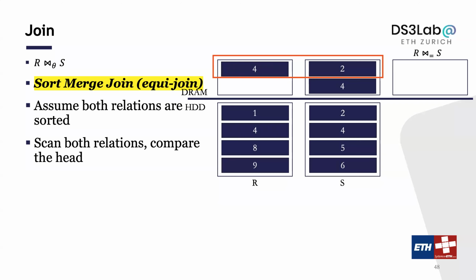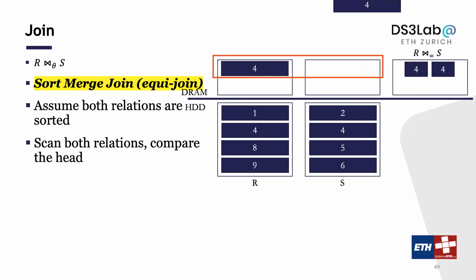They are not the same, right? So I just get rid of the smaller one. I bring the rest of the tuple up. And then I find a pair, 4 and 4, right? I'm doing equijoin, so I'm going to output it into my output buffer. I get rid of all of this, and then I keep scanning the relation.